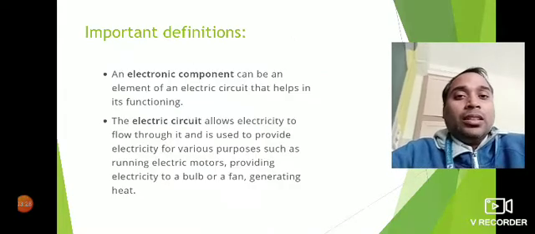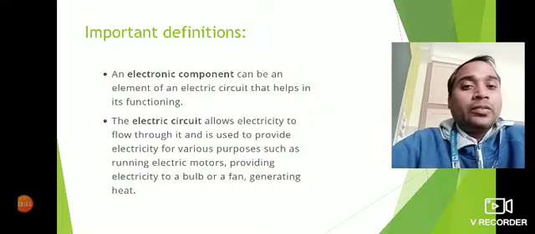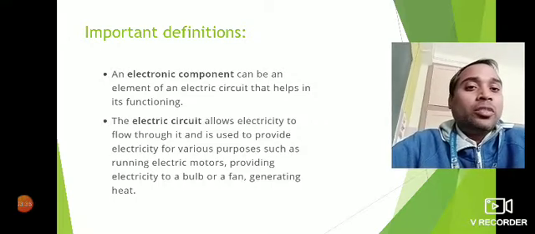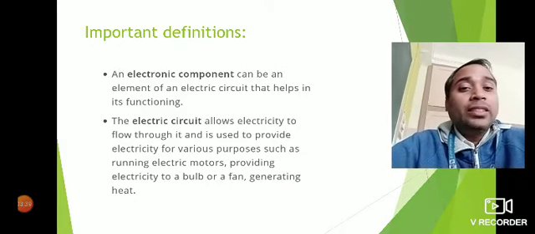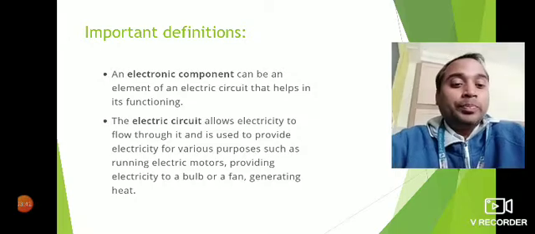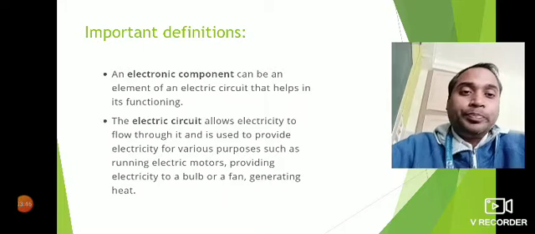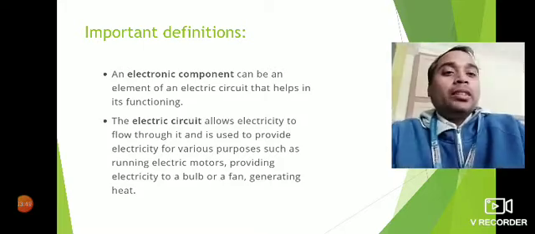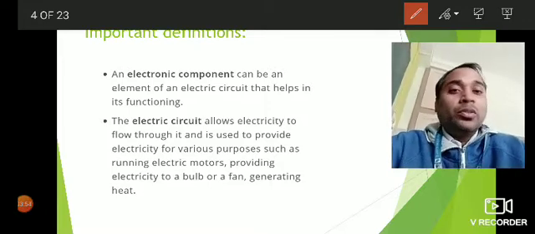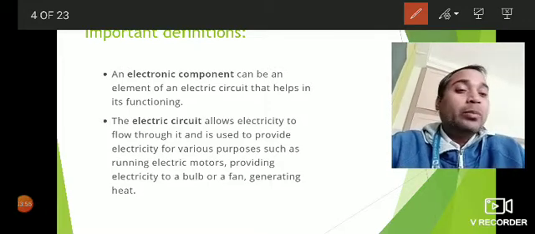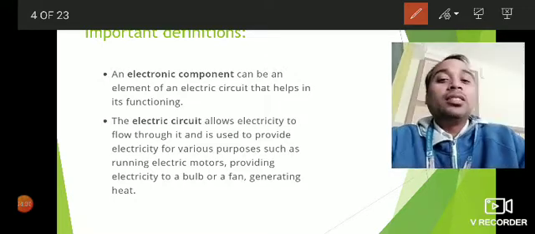Then let us define a few important things. First of all, what is an electronic component? An electronic component can be an element of an electric circuit that helps in its proper functioning. It is a component that is used to get a desired output, and it uses electricity. The flow of electricity can be controlled by using some electrical components, and those components are known as electronic components.